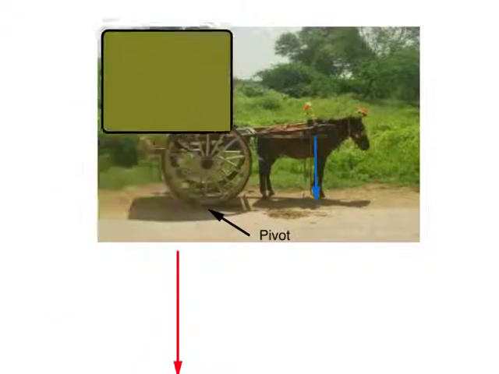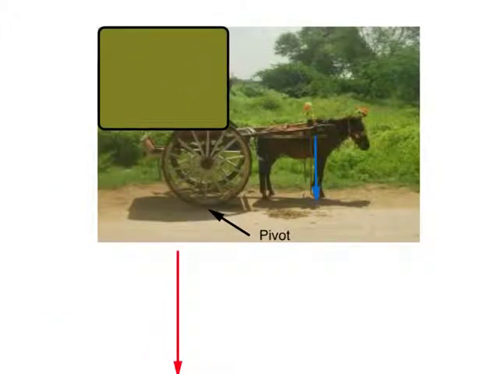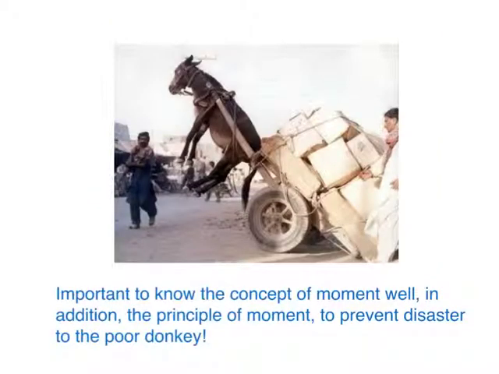Note when the load is this big and the force is further away from the pivot, the perpendicular distance is now this big. The poor donkey may not understand moment, but a responsible human should.